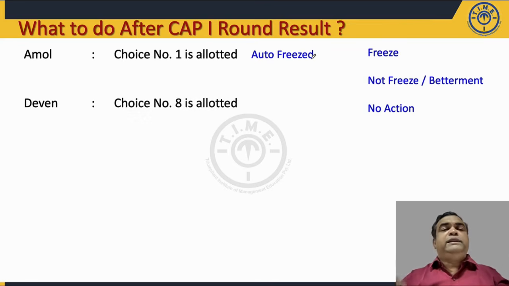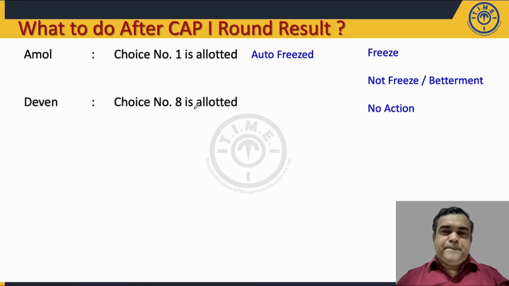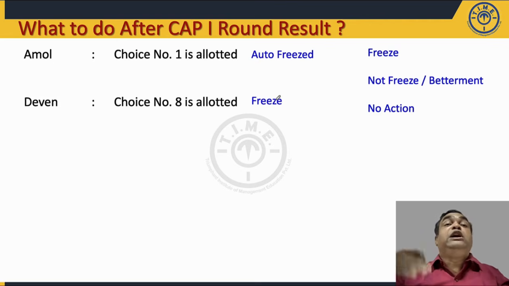Second student, let's say Devin, also filled the options the way I said, and he was allotted choice number 8. Now Devin says, okay, this is the college I was looking for. I am happy with this college. I don't want to go for the further rounds. I'll take the admission in this college. So what will Devin choose? Devin will choose the freeze option. Freeze means he is confirming his admission for that college and he doesn't want to go for the next rounds.